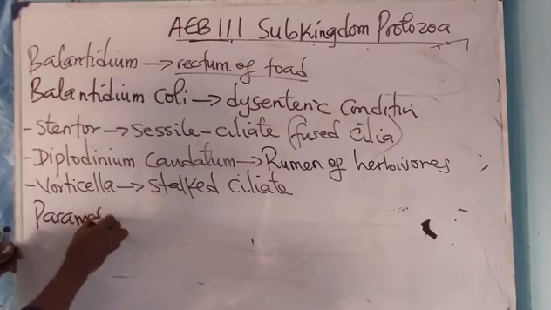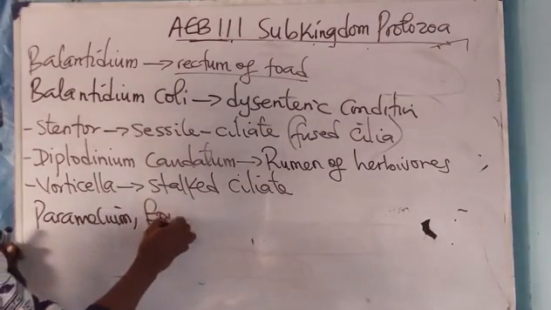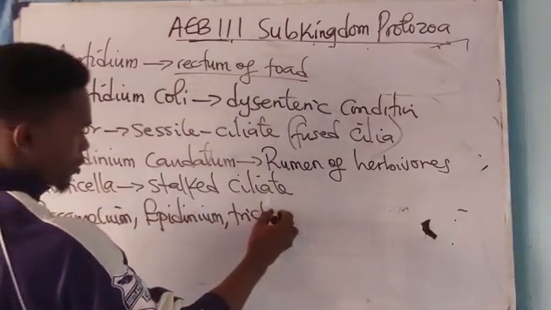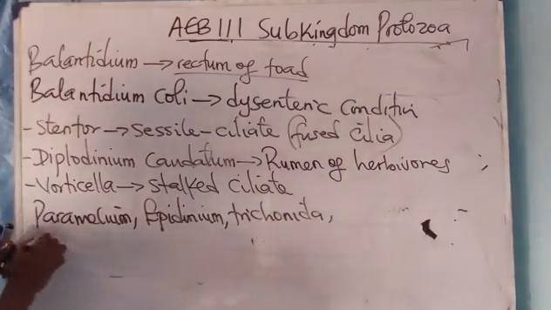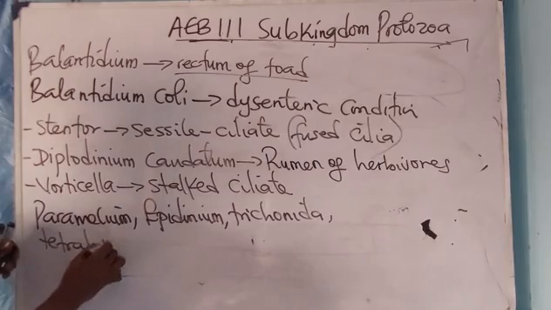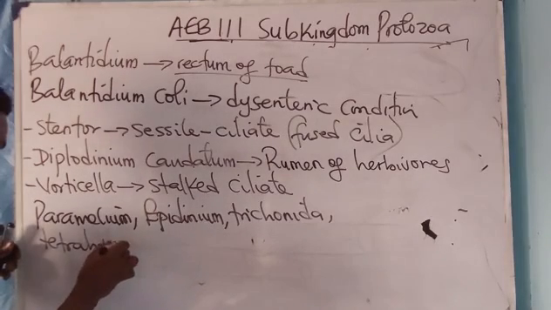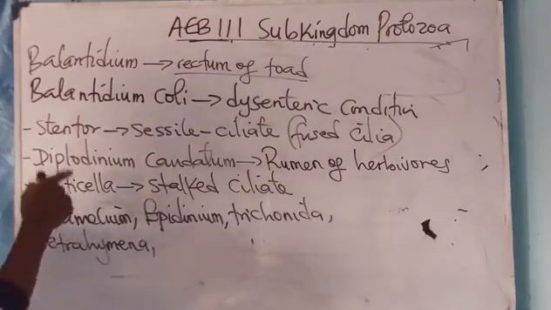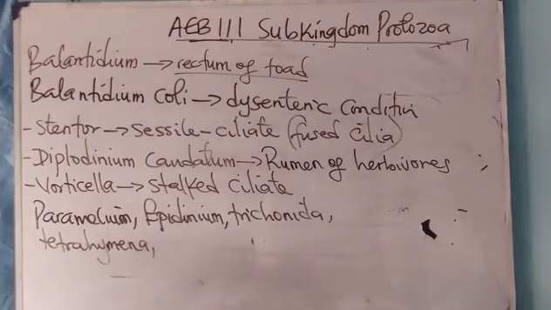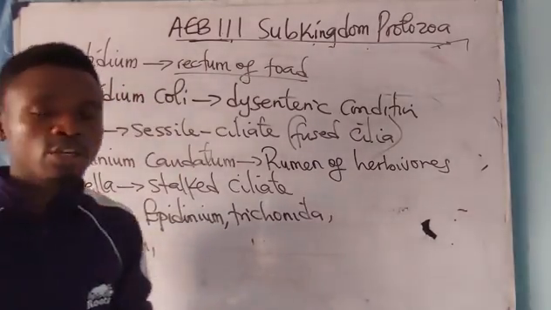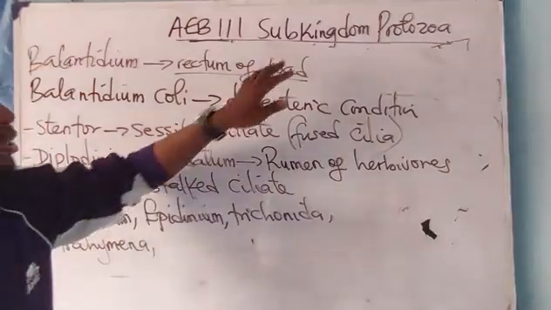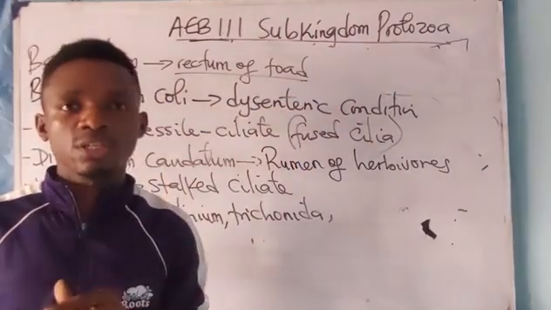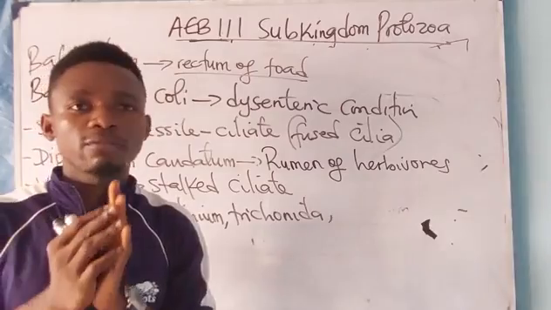Other examples of ciliates are Paramecium, Epidinium, Tetrahymena, and so on. You now have Vorticella, Diplodinium, Stentor, and Balantidium. So these organisms are called ciliates. At this point, we call it a day on this part, which means that everything about Subkingdom Protozoa has been dropped. Thanks for watching and do have a wonderful day.